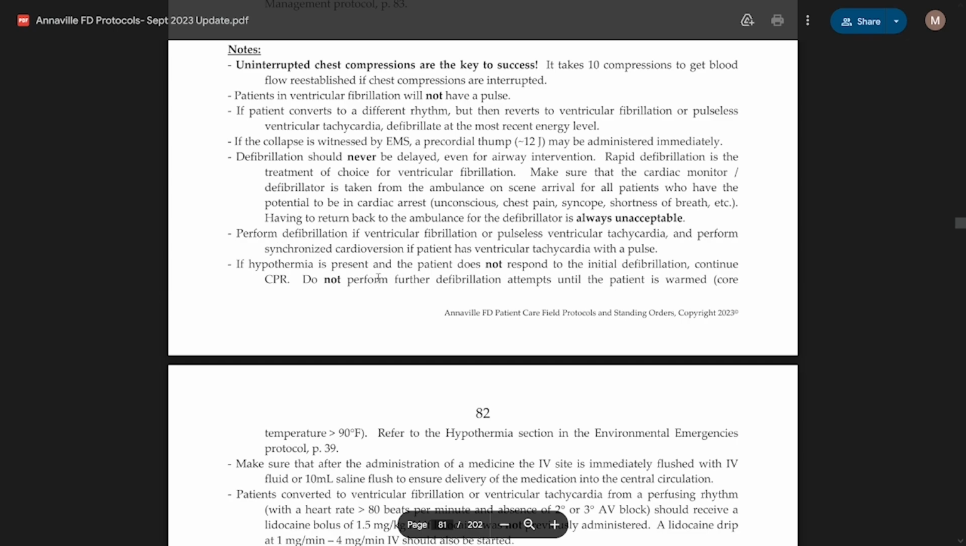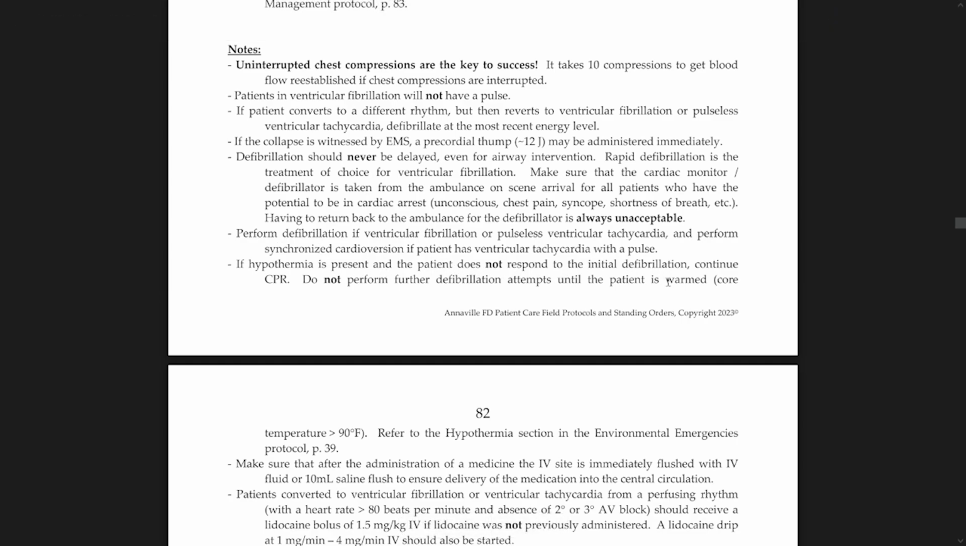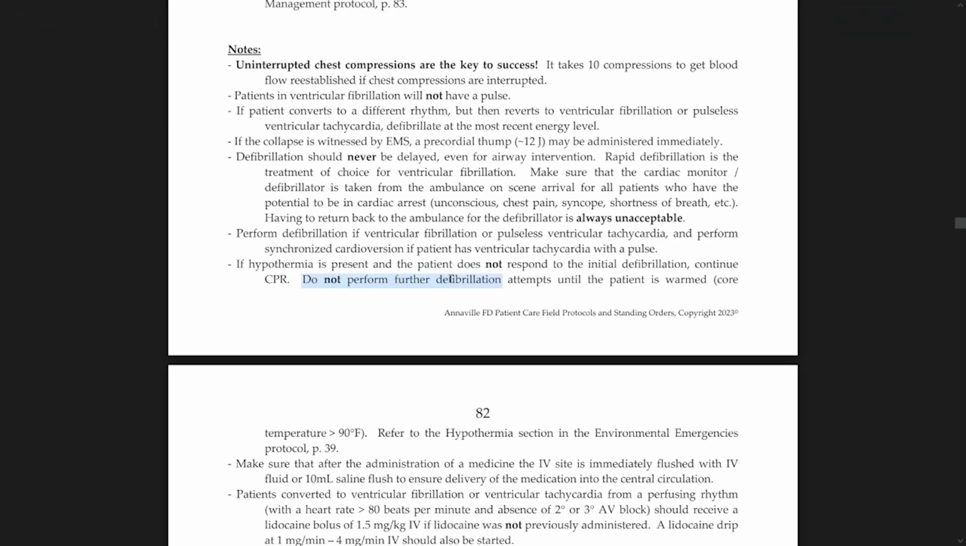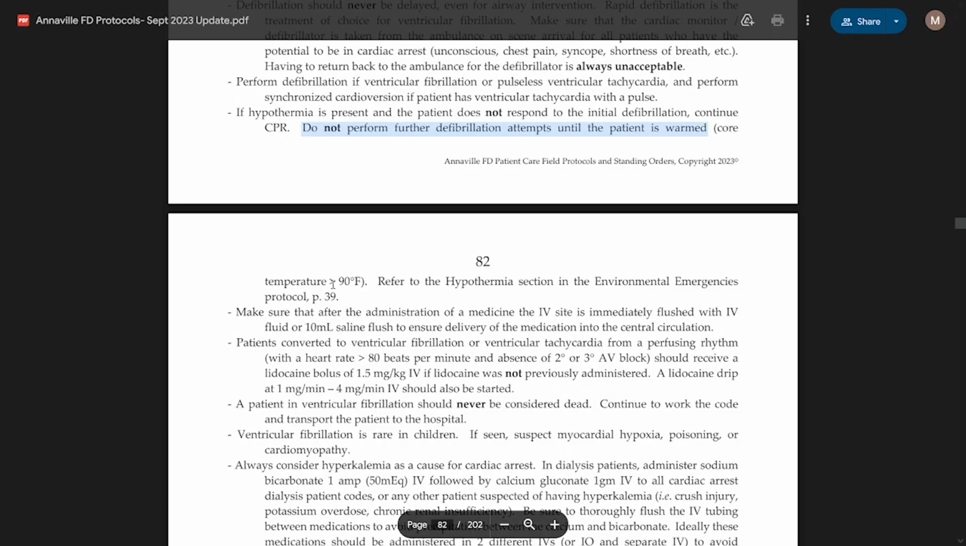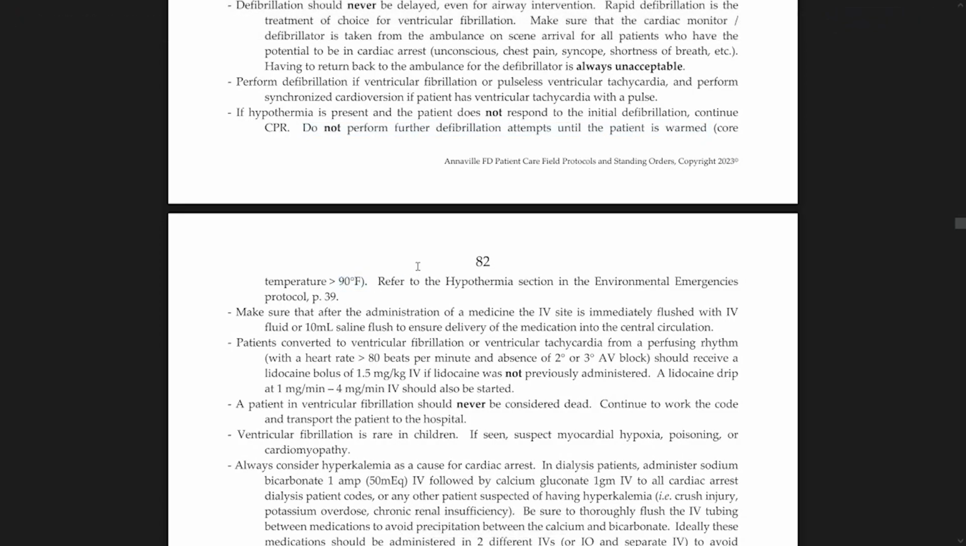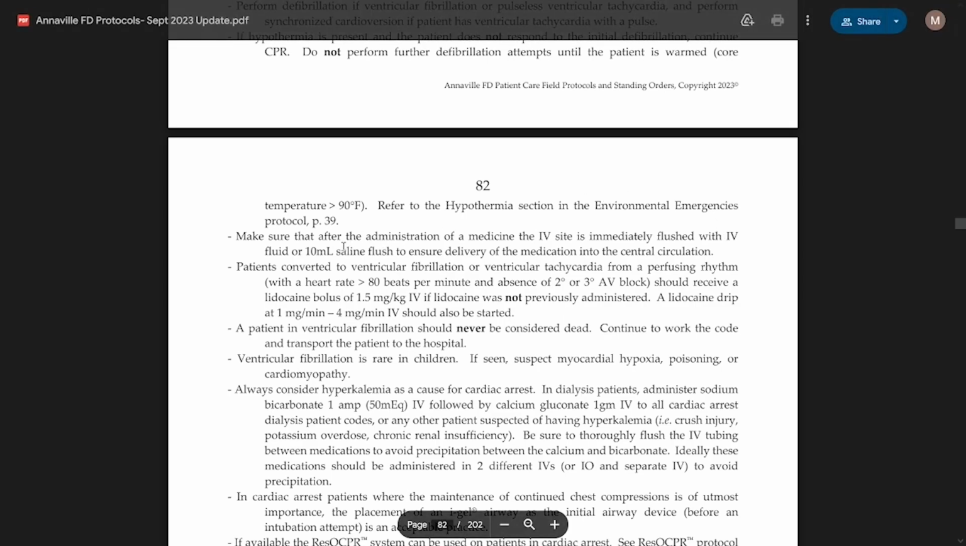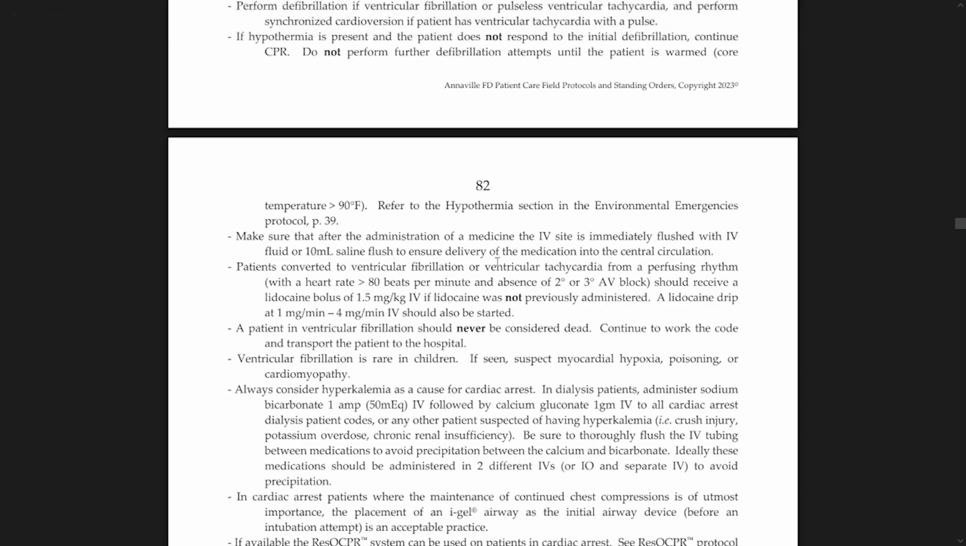If hypothermia is present and the patient does not respond to the initial defibrillation, continue CPR but do not perform further defibrillation attempts until the patient is warmed. The core temp has to be at least greater than 90 degrees. Refer to the hypothermia section in the Environmental Emergencies protocol on page 39. Make sure that administration of a medicine via the IV site is immediately flushed with IV fluid or a 10 milliliter saline flush to ensure delivery of the medication into the central circulation.